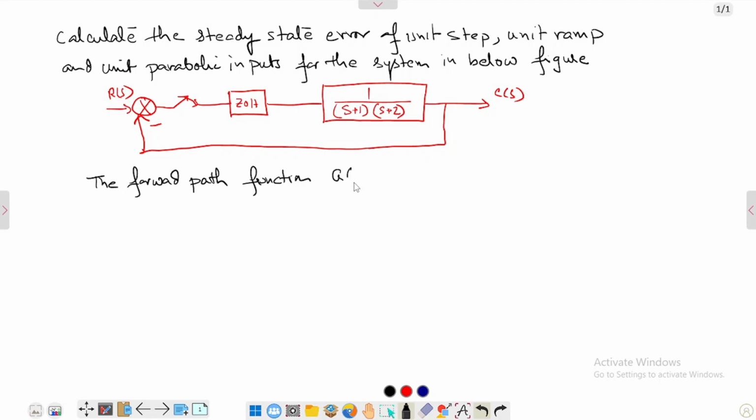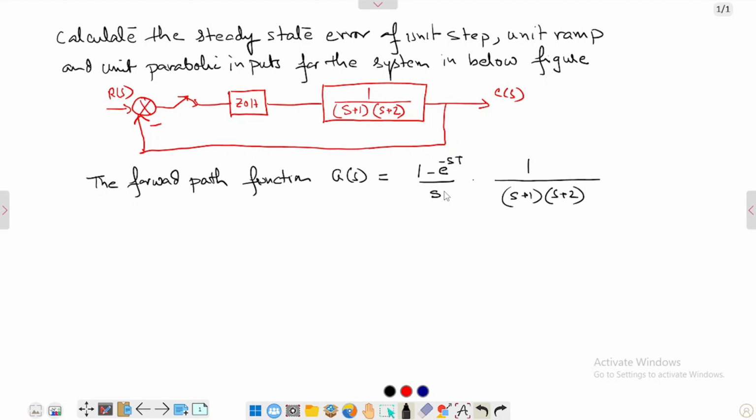I will write down my G(s) as (1 minus e to the power minus sT) by s, into 1 divided by (s plus 1)(s plus 2). As you know, ZOH is represented by this function. And as both of them are cascaded to each other, I multiplied both functions together.